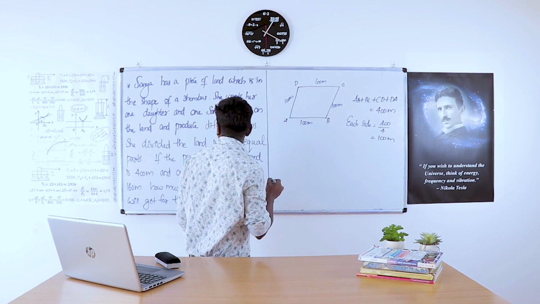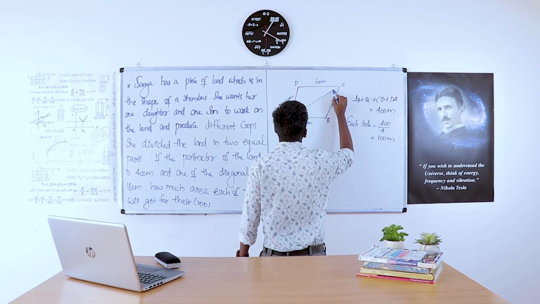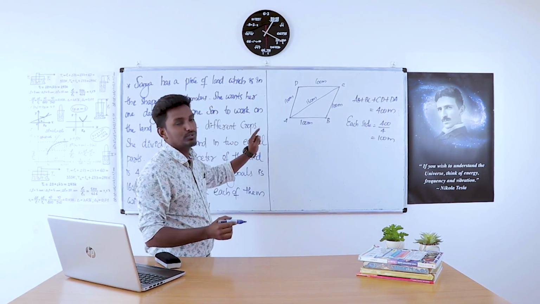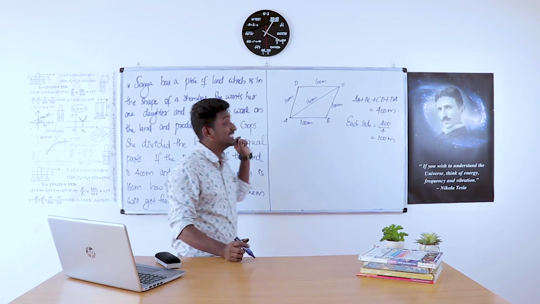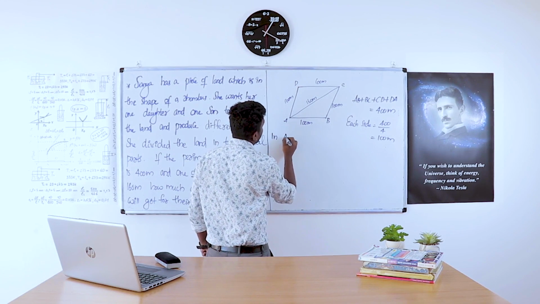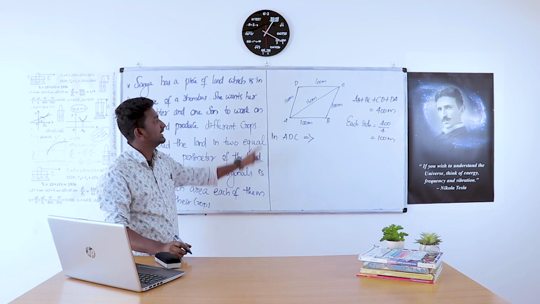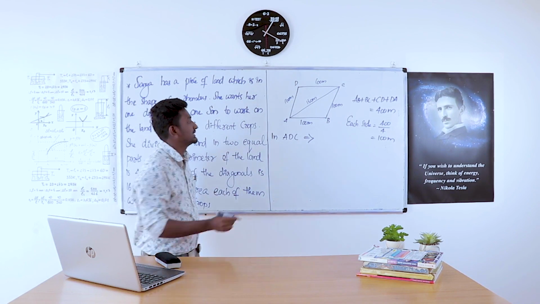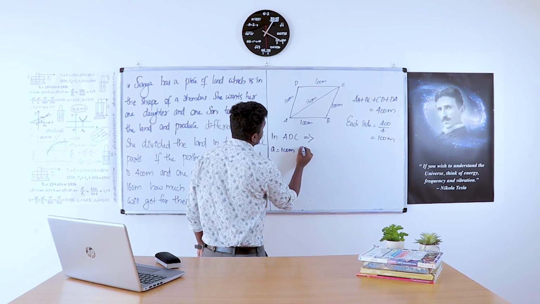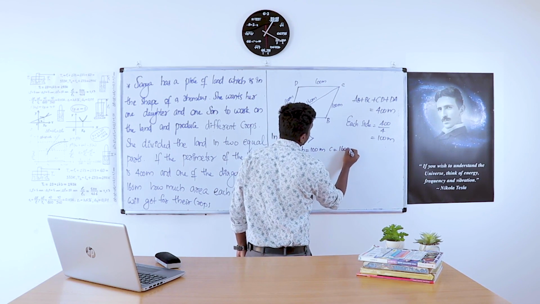Now, one of the diagonals is given as 160 meter. Now, we have to find the area of land each will get. So, in triangle ADC now formed, look at the triangle. All the three sides are given. A is equal to 100 meter, B is equal to 100 meter, and C is equal to 160 meter.